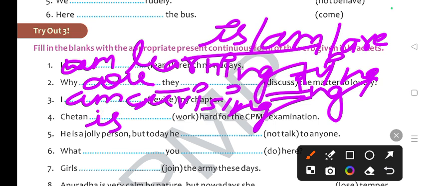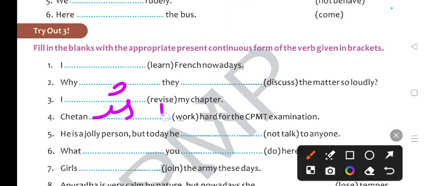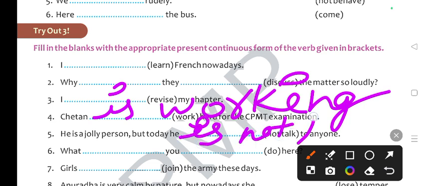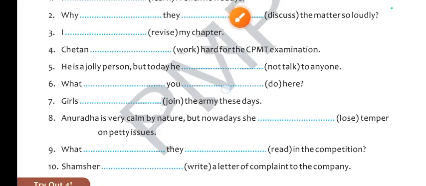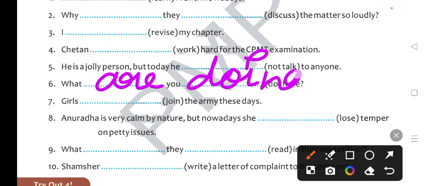Chetan is, now the second is Chetan is working hard for the CPMT examination, right? Now the next is he is a jolly person, but today he is not talking. He is not talking to anyone. Next is what are, according to you, we will put here are. What are you doing here? Next is girls are joining.